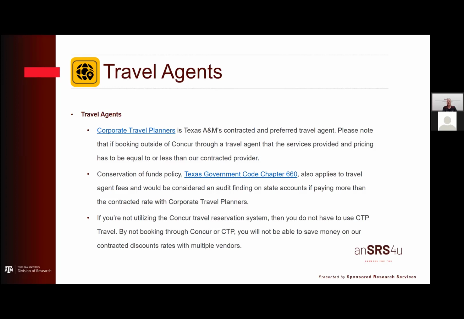By not booking through Concur or CTP, you will not be able to save money on our discounted contract rates with multiple vendors. The traveler will also be 100% responsible for making sure the airfare is in compliance with the Fly America Act, and any exceptions are documented. Documentation must be attached to the Concur expense report.